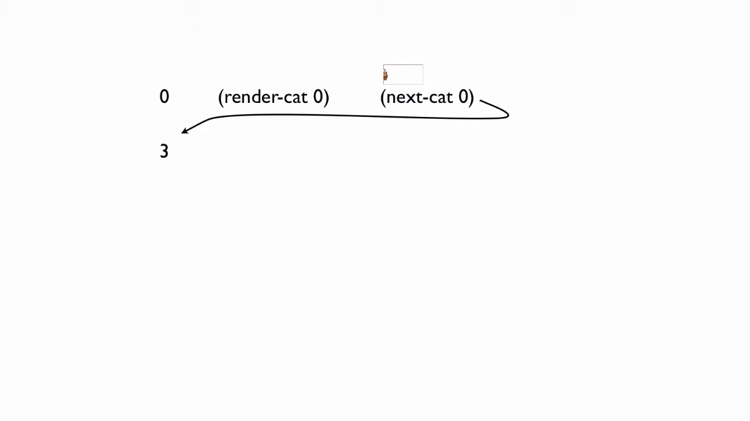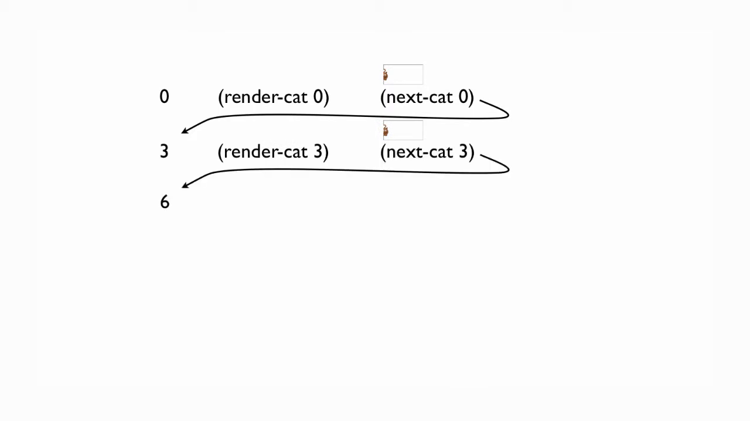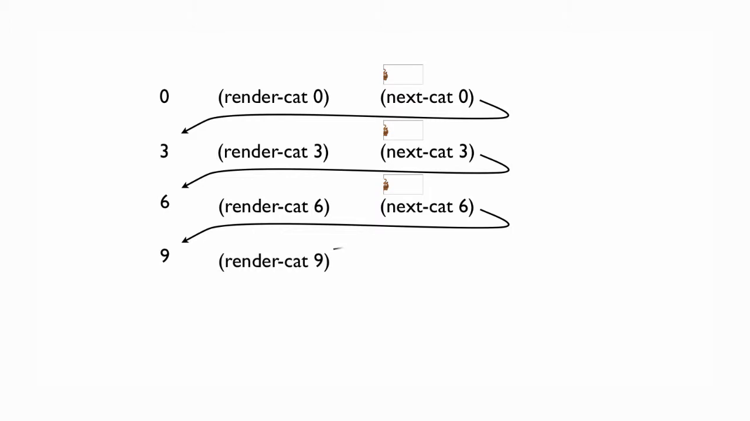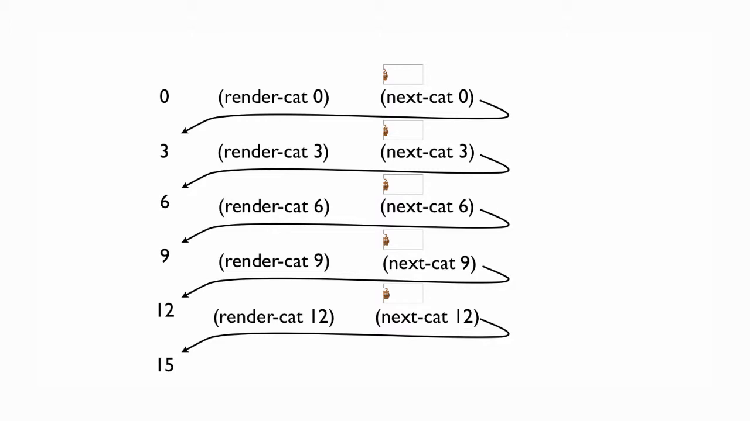Suppose the cat starts at 0. We need to call renderCat to get the appropriate image and display that. Then we need to call nextCat with 0 to get 3. Then we need to call renderCat with 3 to get the image and display it. Then nextCat with 3 to get 6. Then renderCat we call with 6 to get the next image and display that. Then we call nextCat with 6 to get 9. Then renderCat with 9 to get the image and display it. nextCat with 9 to get 12. renderCat with 12. nextCat with 12, 15, and so on. And all we need to do is do that 28 times a second, which I can't talk that fast.